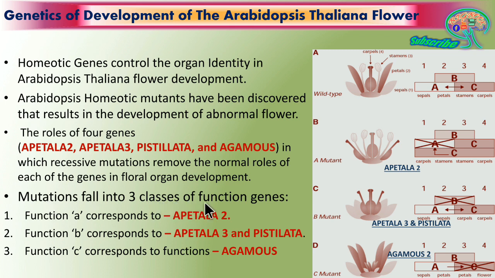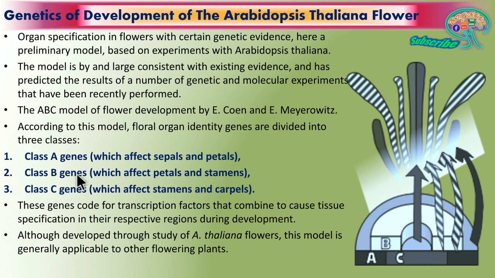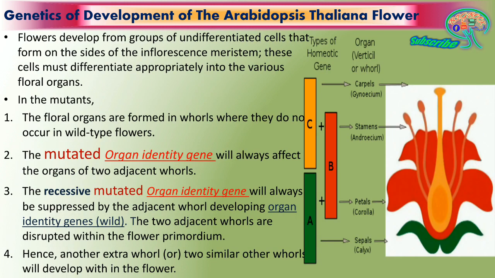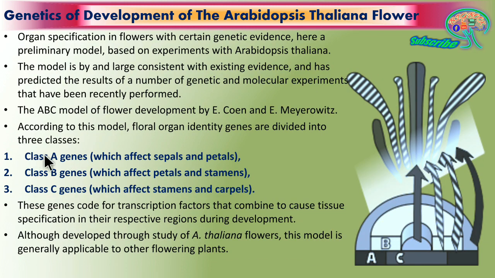Mutations fall into 3 classes of function genes. Again, these mutations have been classified corresponding to these groups, but they are mentioned as function genes. So the classes mentioned here are class A genes for the organ identity genes, class B genes for the organ identity genes, and class C genes for the organ identity genes.